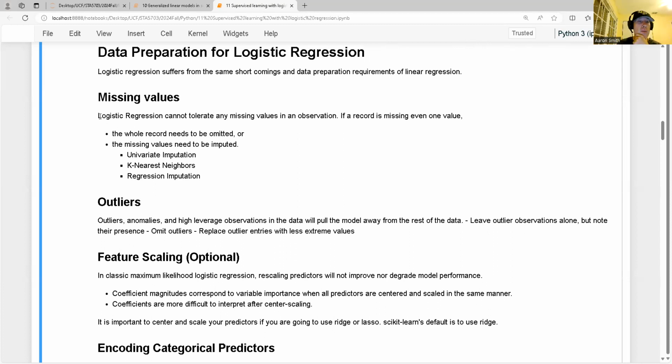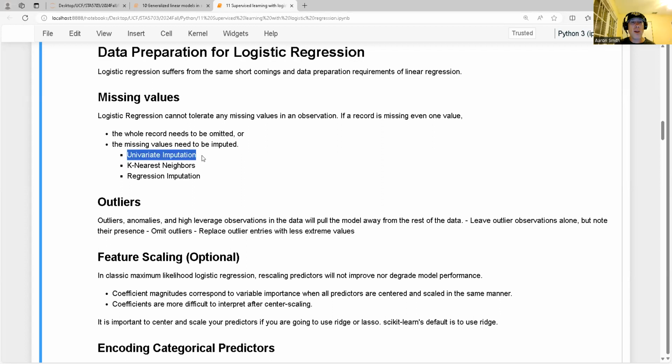And so logistic regression cannot tolerate any missing values in an observation. So if a row has one or more missing values in the predictors, the logistic regression has to kick the whole thing out. That's going to be a problem. All right, so if I'm in the situation where I have missing values, either I need to omit records with missing values. That's the classic way to go about it. But when I've got a lot of predictor variables, that can end up whittling down my data way too much. So a lot of times in machine learning predictive analytics, we'll go ahead and do imputation.